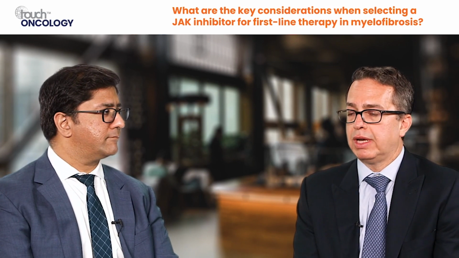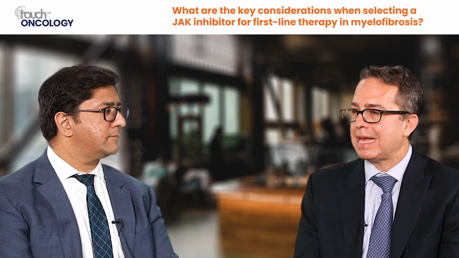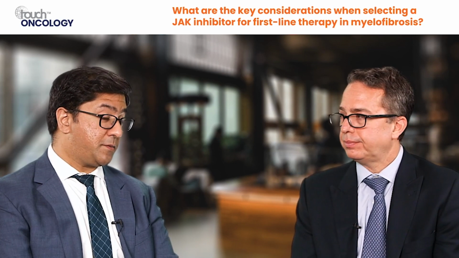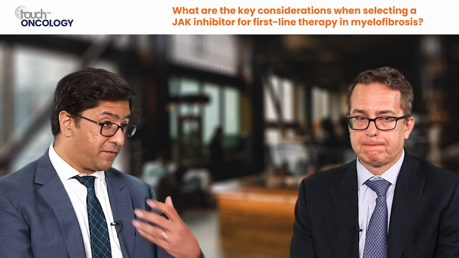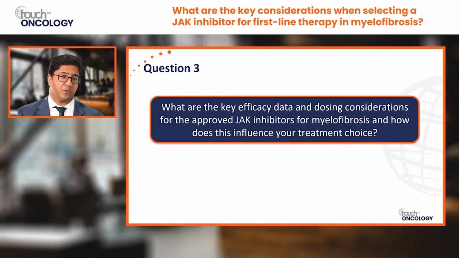So, although I do point out that patients who are treated with JAK inhibitors are likely to live longer than patients who don't, it's not really the primary reason that we prescribe the drug. So I think it's maybe safe to say MF is not a monolithic disease, and JAK inhibitors are not a monolithic category of drugs. Next question that also is, I think, important in how we think about these drugs: what are the key efficacy data and dosing considerations, importantly, as they pertain to platelet count, right, for the approved JAK inhibitors, and how does that influence your choice of treatment?